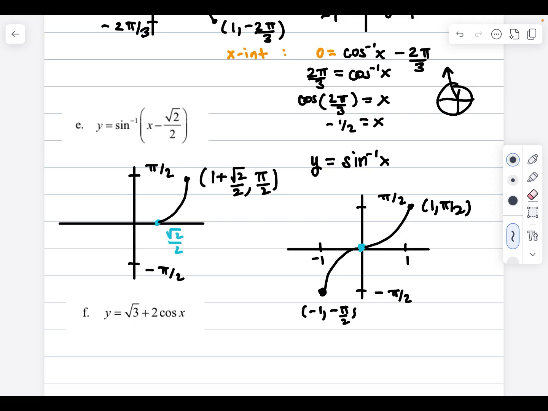The point in the third quadrant, the x coordinate was -1, but then we shifted it to the right, radical 2 over 2. Now I want to find this y-intercept.